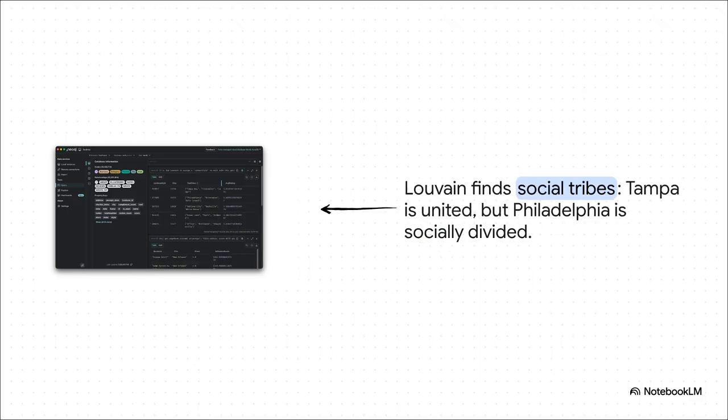Next, we used a different algorithm called Louvain to find hidden communities or social tribes. It doesn't look at maps or zip codes, it just looks at people's behavior. And it found that Tampa and Clearwater basically act like one big social community. But get this, it also detected a social wall between Philadelphia and its own suburbs. People there just don't mix in the same way.